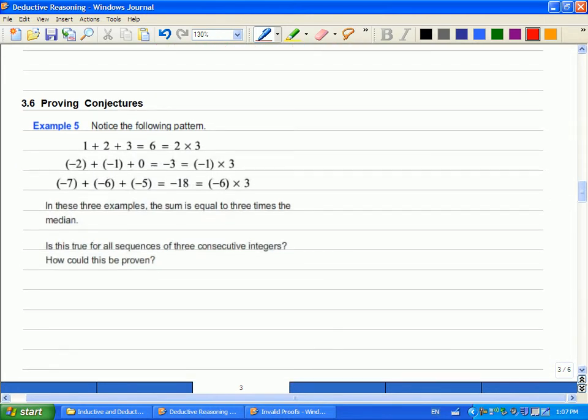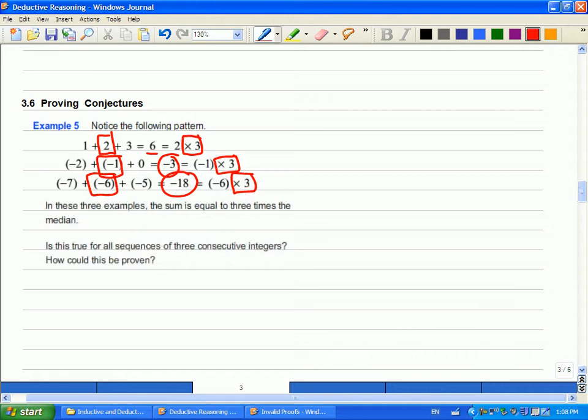Okay. So here's the claim that a person is making: if you take 3 consecutive numbers, like 1, 2, 3, the sum is going to be equal to 3 times the middle number. So the middle number times 3 gives me 6. Here's the middle number, times 3 gives me negative 3. So they're trying to say the pattern is the middle number times 3. That's what I get if I add them all up. So how can we prove that this is true?